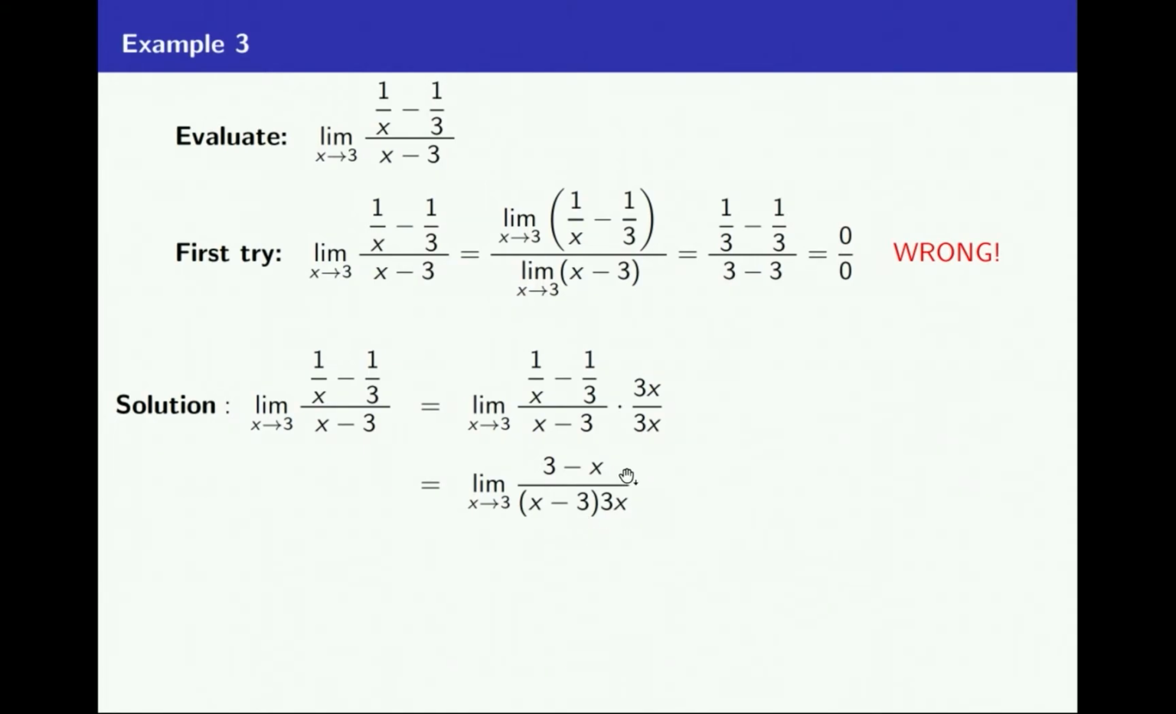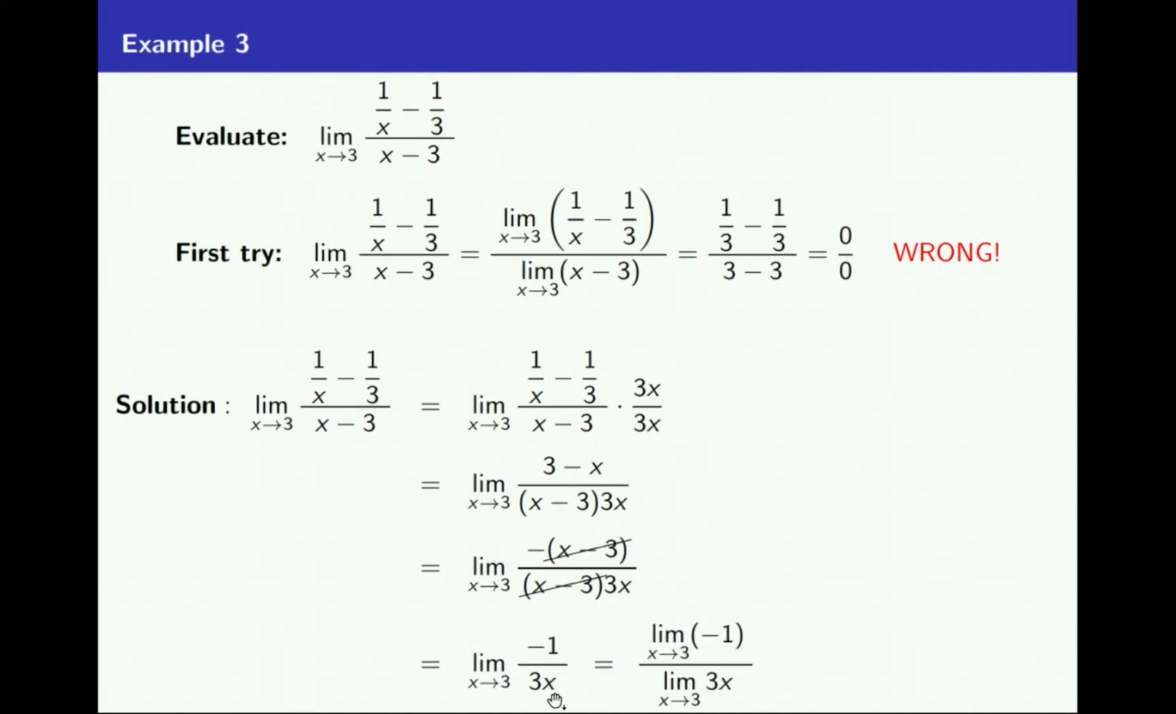So notice that when this happens, you get a 3 minus x on top and you have an x minus 3 on the bottom. Those two things are almost the same quantity. One is just the negative of the other. In fact, we can factor out a minus 1 from the top to get the limit as x approaches 3 of negative x minus 3 divided by x minus 3 times 3x. Negative x minus 3 is 3 minus x after all. Now we get some cancellation, and we have the limit as x approaches 3 of negative 1 over 3x.